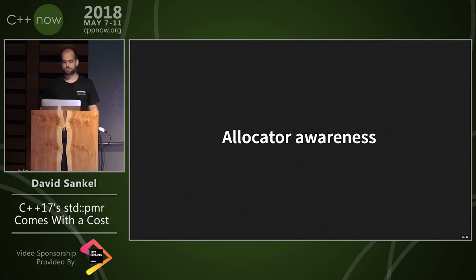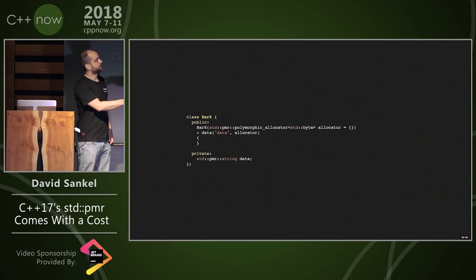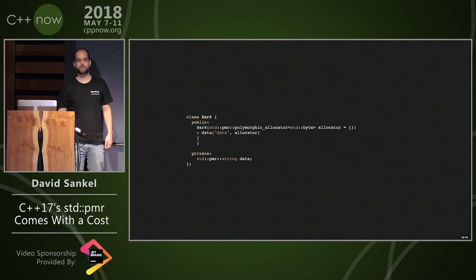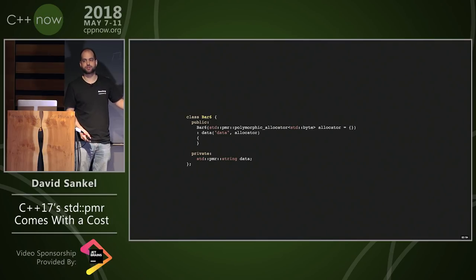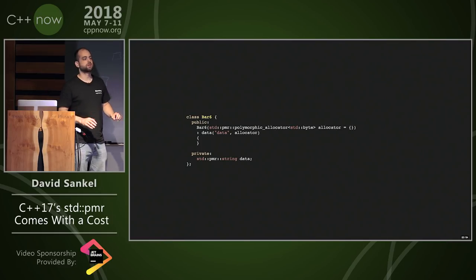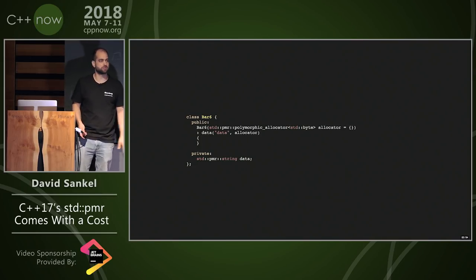So the first thing we're going to do for bar is take an allocator in the constructor and initialize the data member with that allocator. This is the common thing that you do. You take in an allocator in your constructor, and you initialize all of your allocating data members with that allocator. That's most of the time. Sometimes you may have a special allocator that you want to use for your data member, in which case you'd pass your specialized one instead, but generally this is what you do for most normal code.